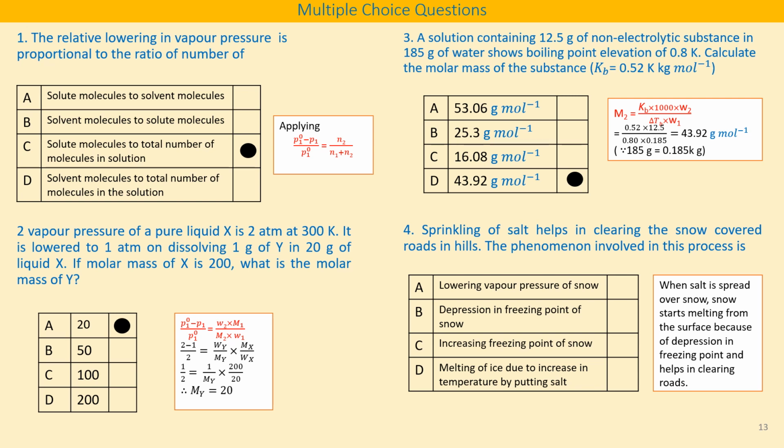So the analysis part is, when salt is spread over snow, the snow starts melting from the surface because of depression in freezing point, and this helps in clearing the roads. So the correct option is option B. There is depression in freezing point of snow. Next question.